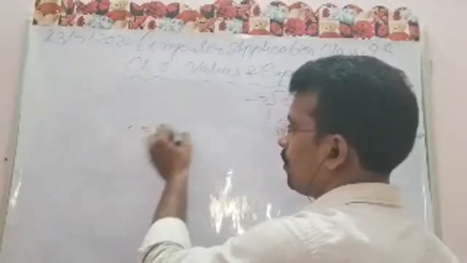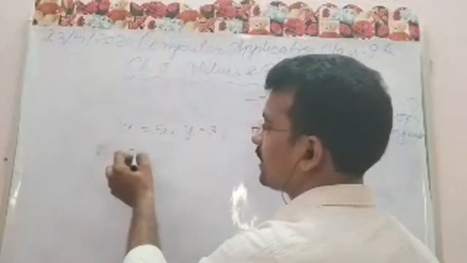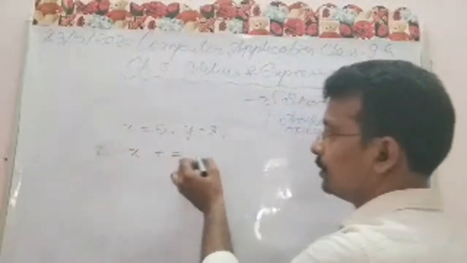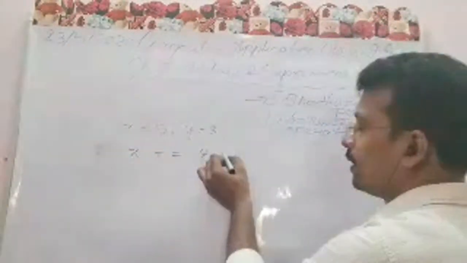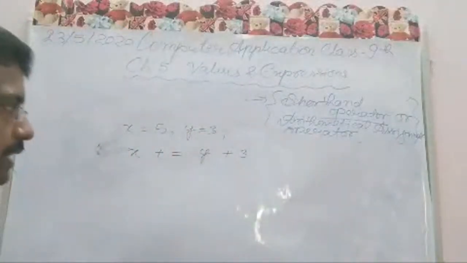So some examples over this. Suppose you have been given an expression. I give you x equal to 5, y equal to 3, and the expression written is x plus equal to y plus 3. How do you perform this? If this kind of expression is given to you, is the expression clear for you all? How will you perform this?